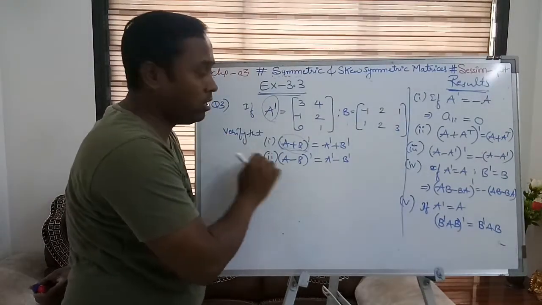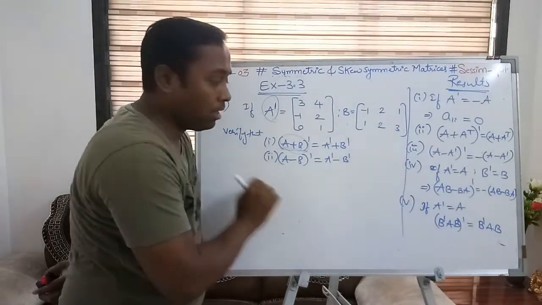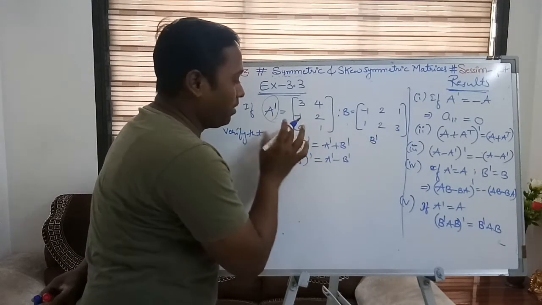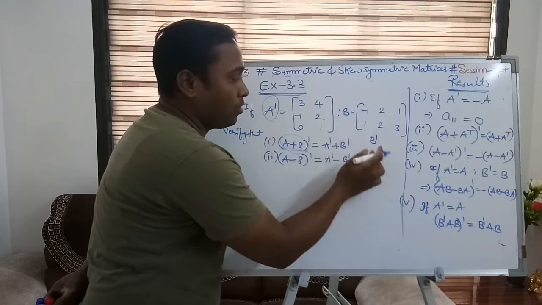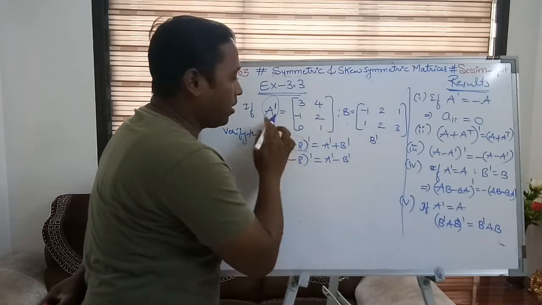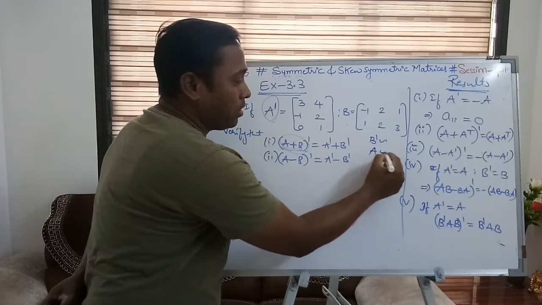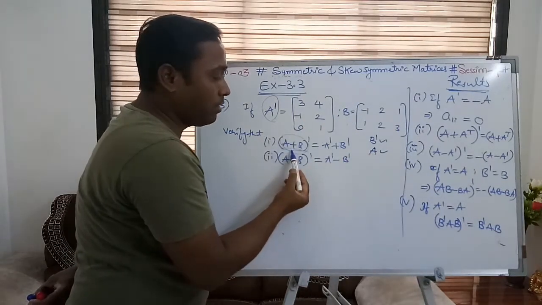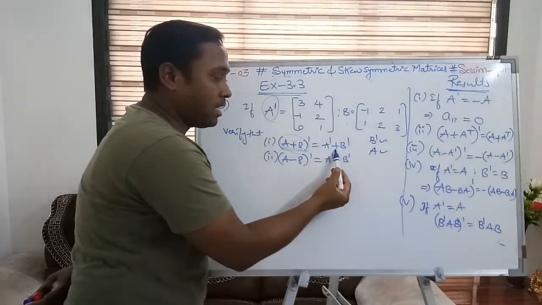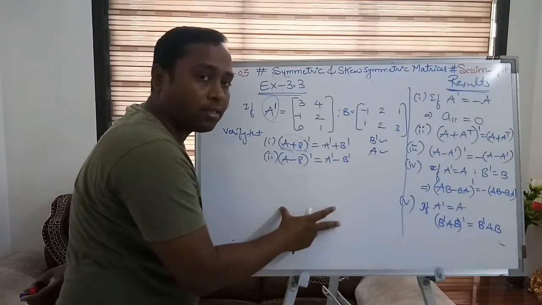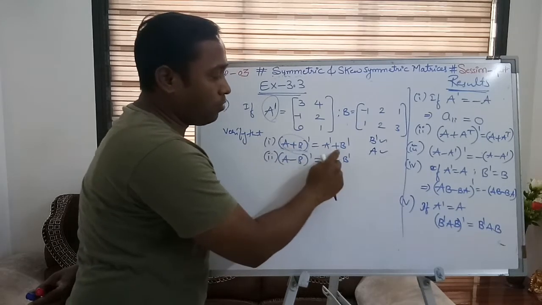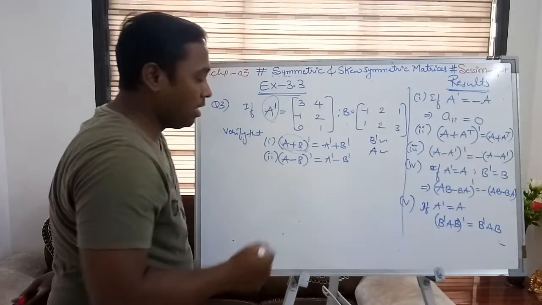Hence I will transpose this, so I will be able to get A. I will transpose this, I will be able to get B. So given matrices A and B, first I am finding B transpose and A just by reversing the order. And then I'm just substituting the results in the left hand side and the right hand side. I'm solving both the sides. Then I will be able to prove left hand side result is equal to right hand side, nothing else.